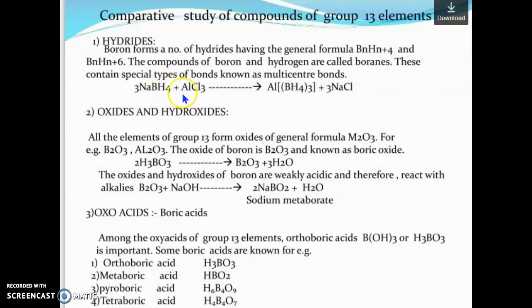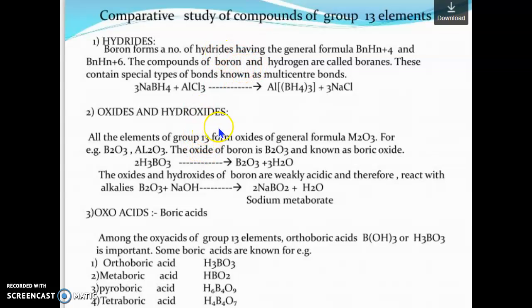Hydrides of boron mean the hydrogens are directly attached to the boron by multicenter bonds. Another example is diborane, that is B2H6. Another example of a hydride of boron is diborane, B2H6, or BH3, or simply called BH3.